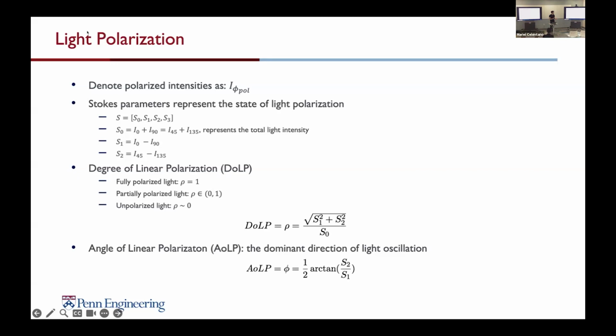Now, with the Stokes parameters, we can further derive 2 important variables. The first one is called the degree of linear polarization. If the light is unpolarized, this degree of linear polarization rho will be 0. If the light is fully polarized, which means the light is only oscillating in one direction, this variable will be 1. The second important variable is called the angle of linear polarization. It essentially represents the dominant direction of light oscillation.